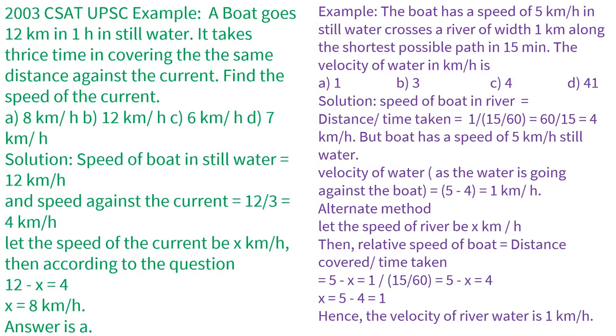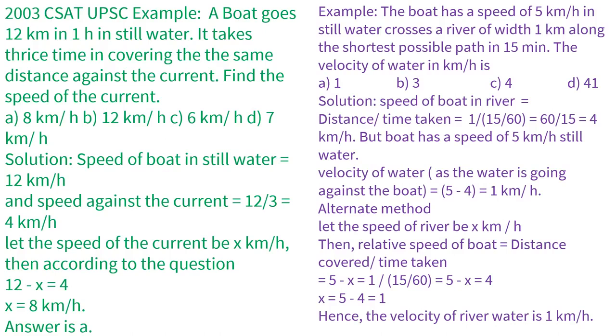So speed of boat in river is distance covered upon time taken. So it is basically 1 kilometer is the distance along the shortest possible path, upon time taken is 15 minutes, so we convert it into hours, 15 upon 60, so 4 kilometer per hour. But the boat has a speed of 5 kilometer per hour in still water. So now relative, as water is going against the boat, against the boat means subtraction, reduce. 5 minus 4 is 1 kilometer per hour.